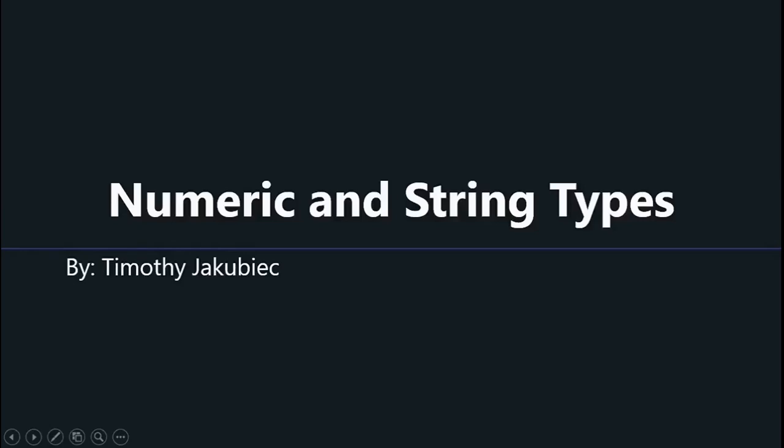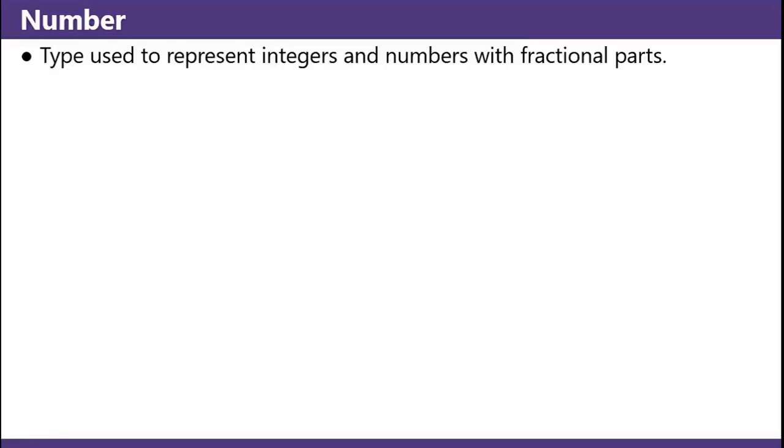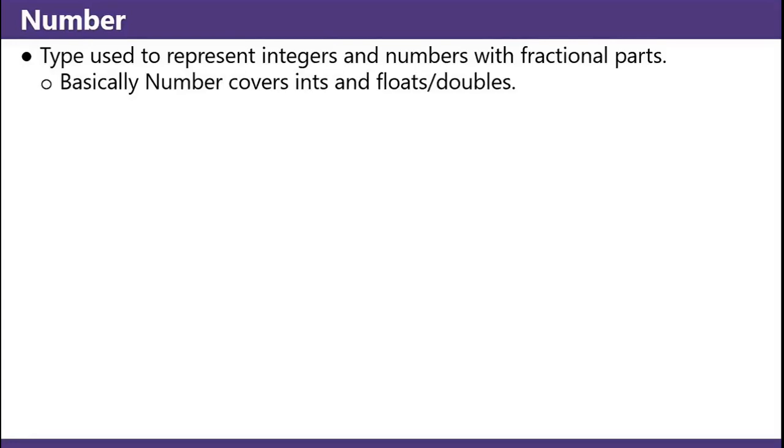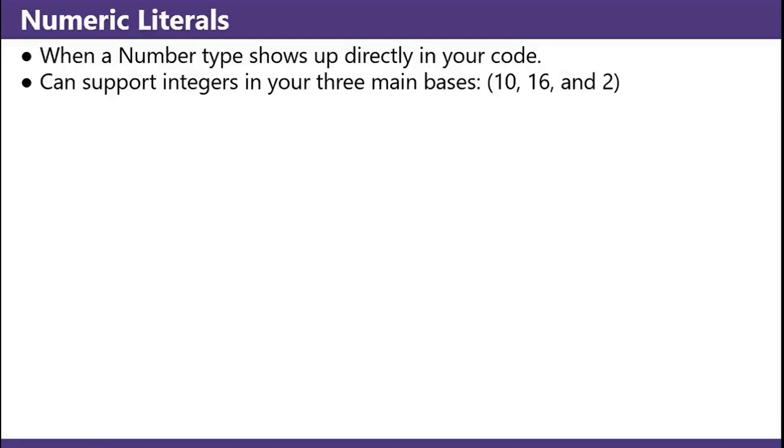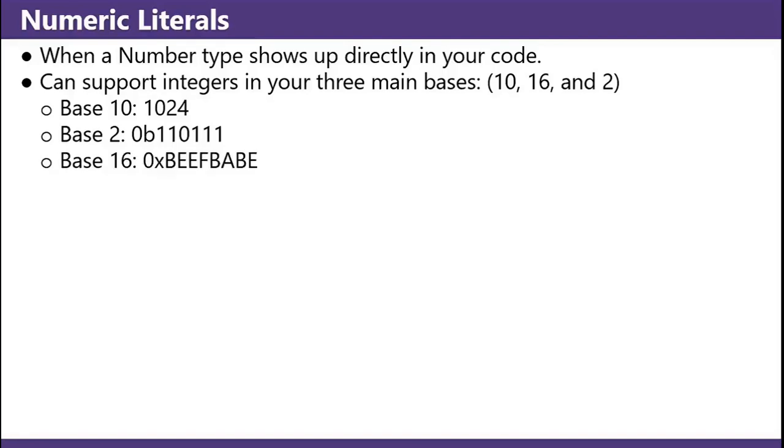Numeric and string types in JavaScript. A number is the type used to represent integers and numbers with fractional parts. Basically, number covers ints and floats or doubles. Numeric literals, when a number type shows up directly in your code, can support integers in your three main bases: 10, 16, and 2. If you want to learn more about number bases, I'll have a video linked in the description. Base 10, 1024; base 2, 0b11011; base 16, 0xBEEFBABE.